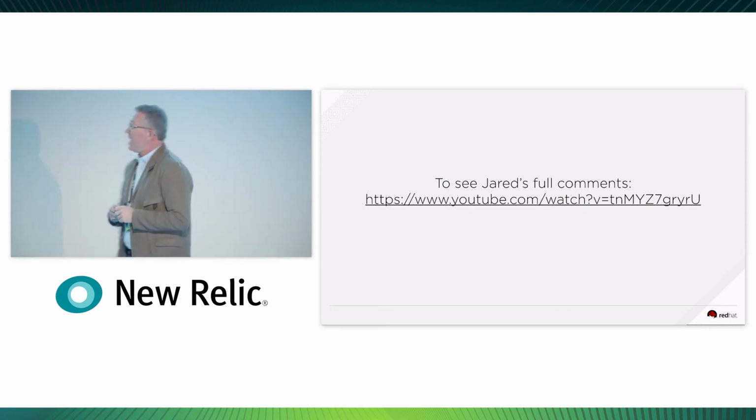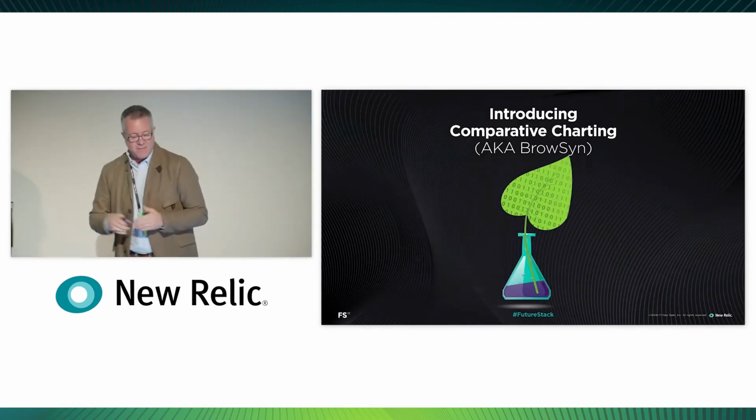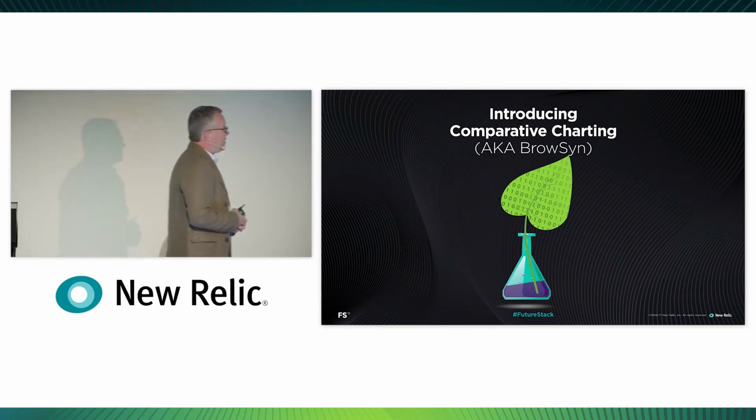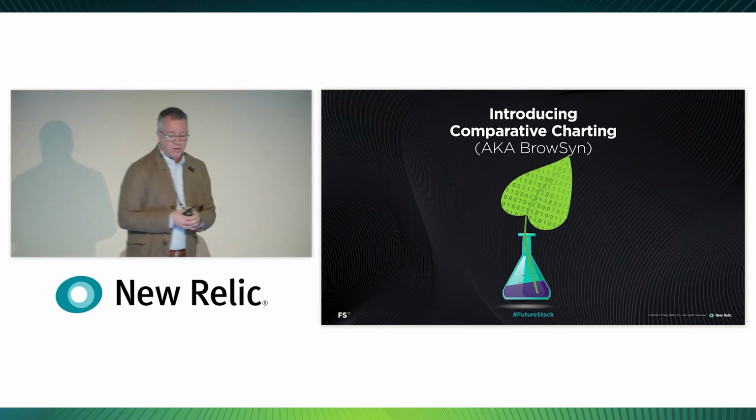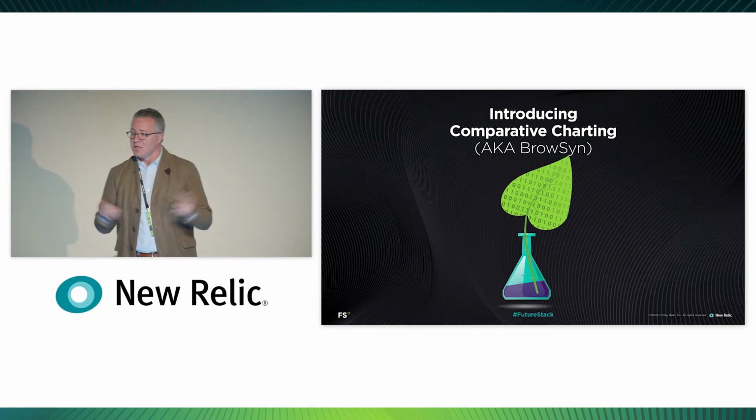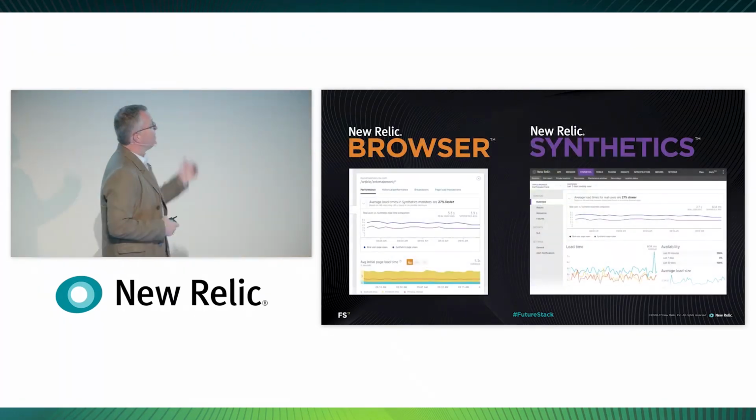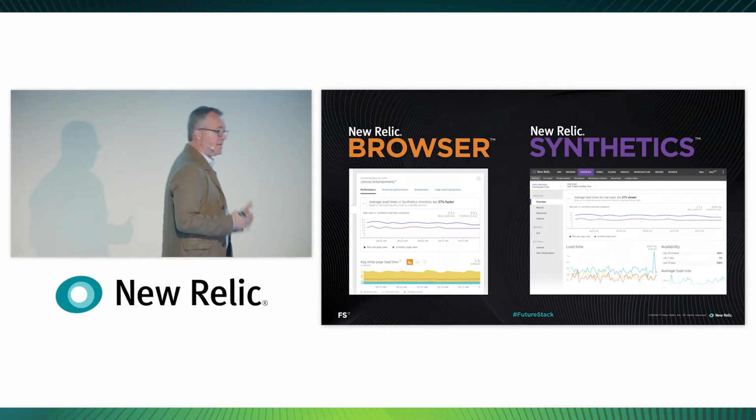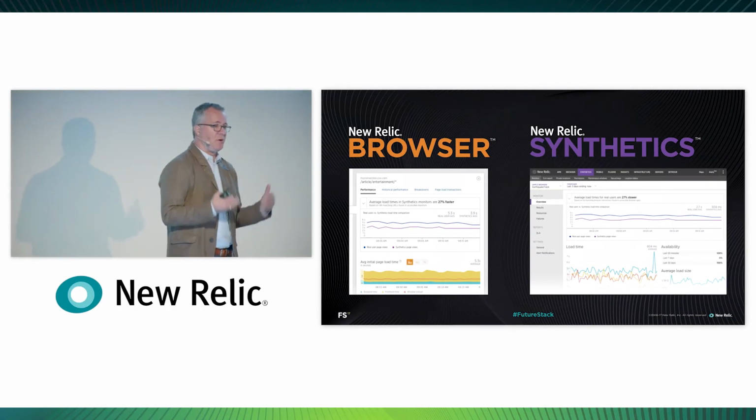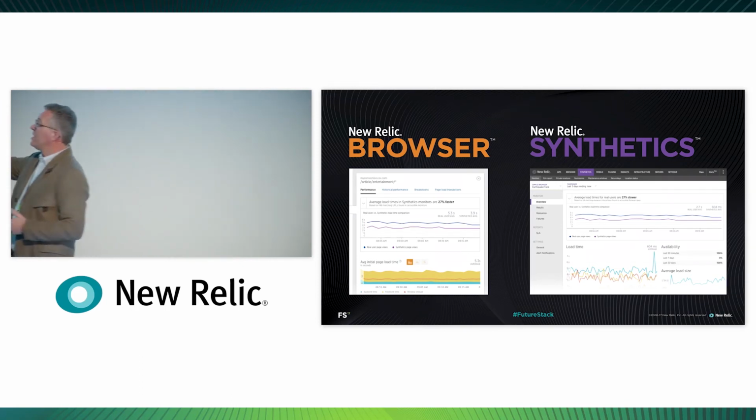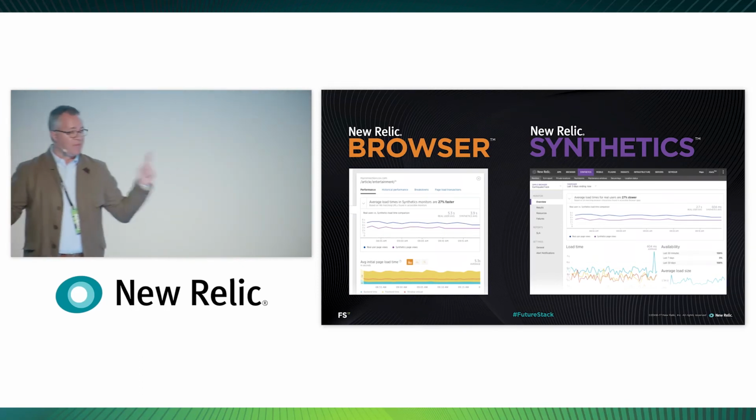So, okay, what does all that mean? We affectionately call this browsing. But last month, we introduced a feature called comparative charting to bring these two products together. What that means is if you are monitoring the same URL or page with both Browser and Synthetics, now in each of those products, you'll see a drop-down that brings the data from the other product in.